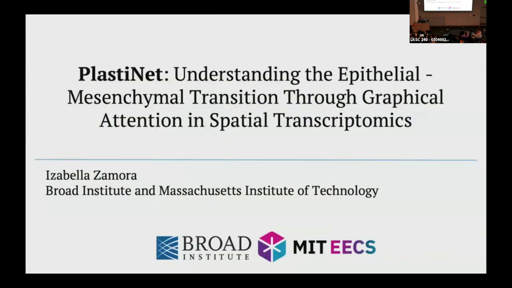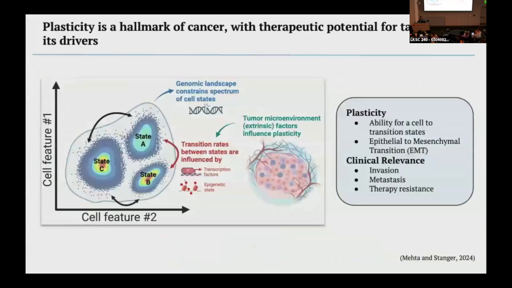Okay. Hi, my name is Izabella Zamora. I'm currently a computational associate in the Hacohen lab at the Broad Institute. And today I'm excited to share PlastiNet, an analysis framework we've been working to develop to better understand cancer cell plasticity. Specifically, our goal is to explore the epithelial to mesenchymal transition by applying graph attention networks to spatial transcriptomics data. To give some context, EMT is a critical form of cancer cell plasticity, which we define as the ability of cells to transition between different states.